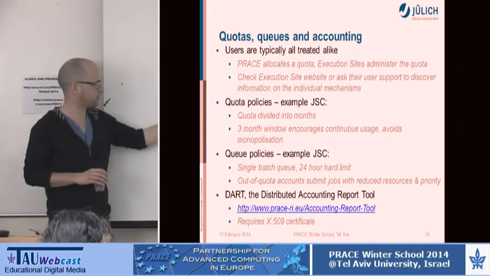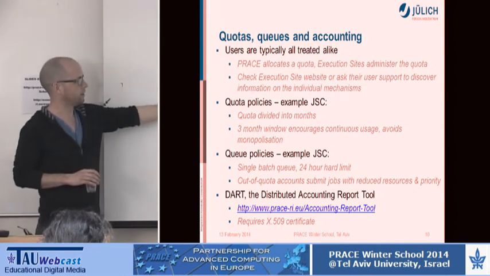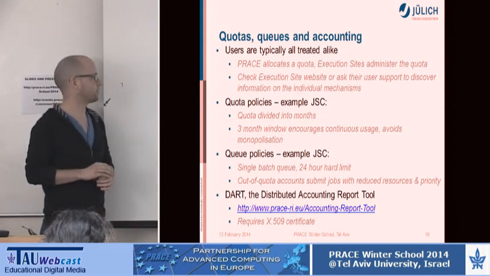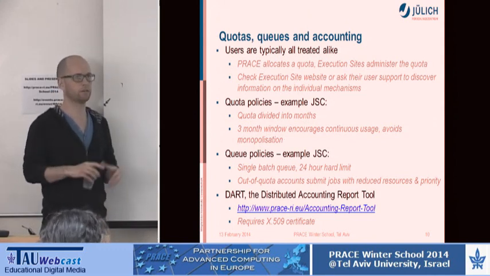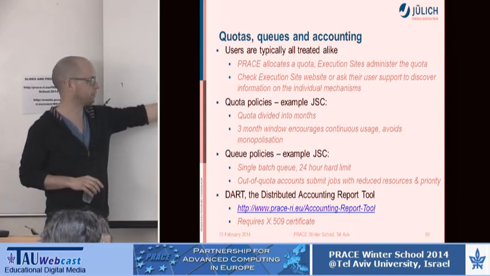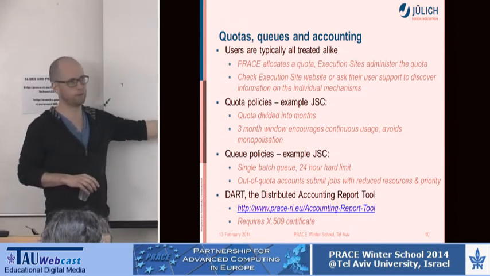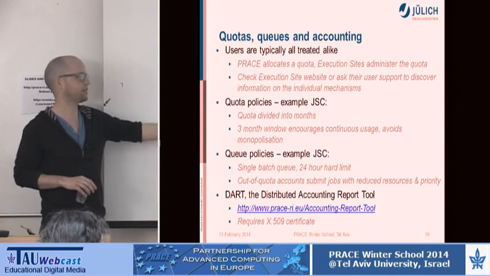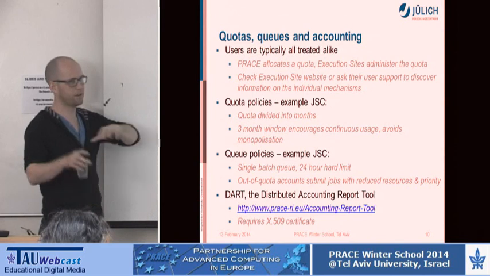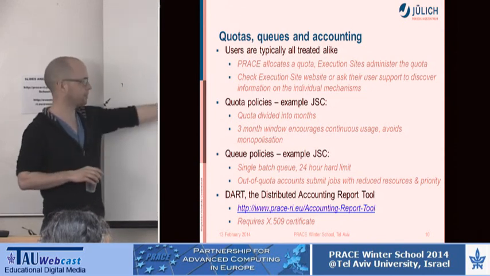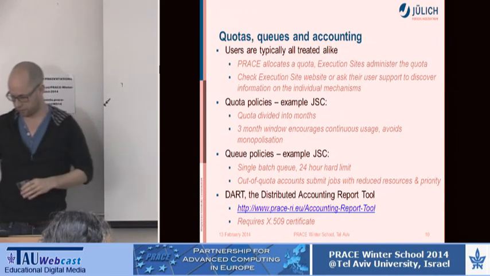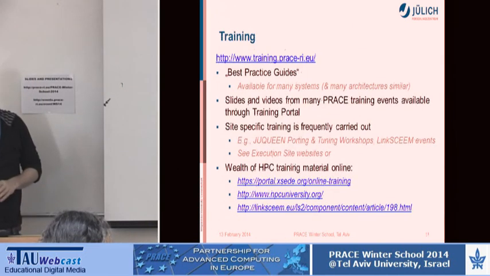There is a tool within PRACE, which I've never used, called DART, the Distributed Accounting Report Tool. It forces each site to report the quota usage in a uniform manner back to this tool. So you can use that to view how your quota is being used up. Typically sites have their own systems. Just ask them. It depends on how you want to do it. If you have multiple sites that you're working on, maybe this tool is useful for you. Again, it requires the X.509 certificate.